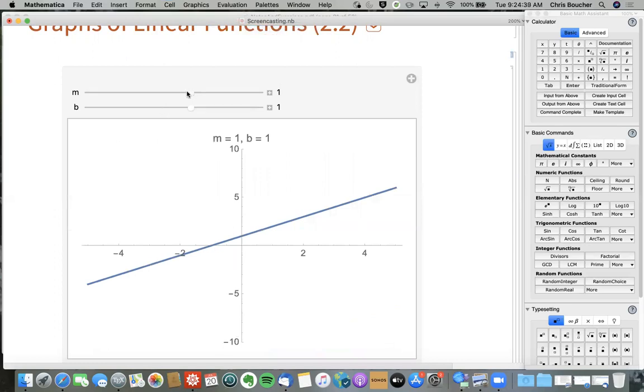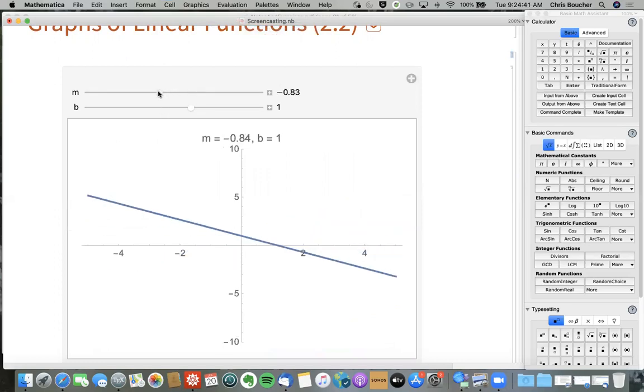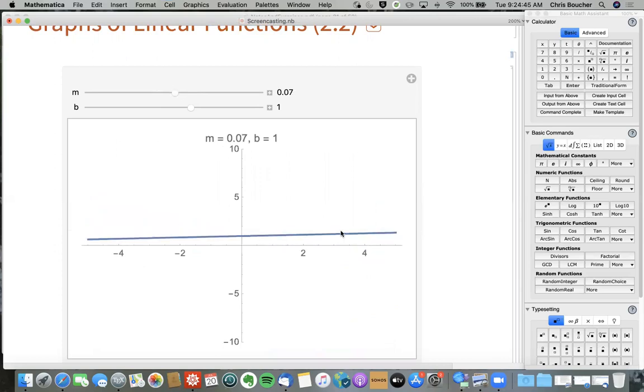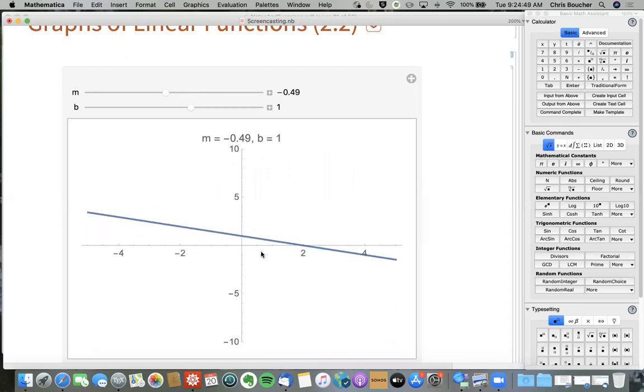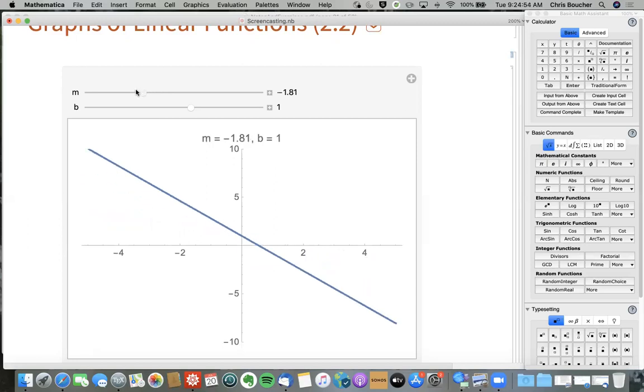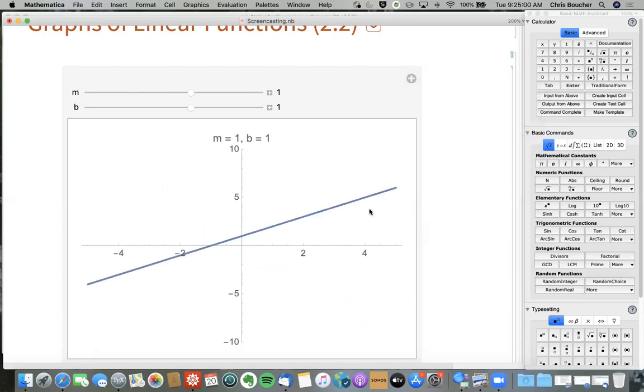All right, so now again, shallow slope, and notice what happens when m goes through 0, right? So here we've got a really shallow slope, but when m goes negative, now the line runs downhill. And as m gets more and more negative, it becomes a steeper and steeper downhill. All right, let's go back to the original line, x plus 1, m equals 1, b equals 1.